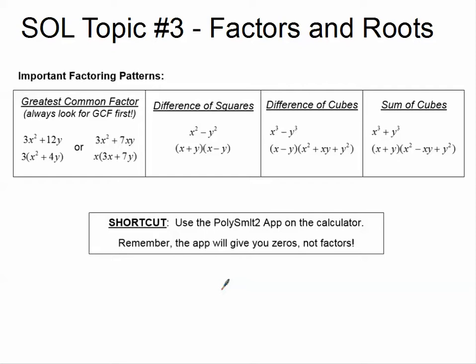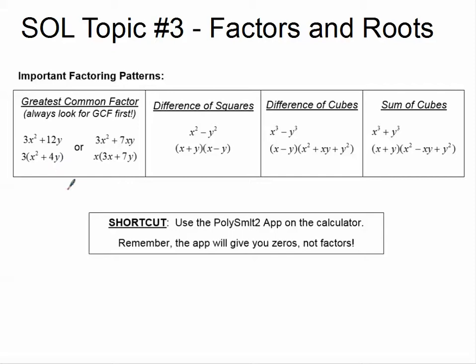Okay, and here is SOL topic number 3, factors and roots. Let's first look at some important factoring patterns, starting with the greatest common factor, or GCF. You should always look to factor out a GCF first. The GCF could be a number, or a variable, or the combination of a number and variable. It is a unique way of factoring because you are dividing out a monomial and you're left with only one set of parentheses with the factors that remain.